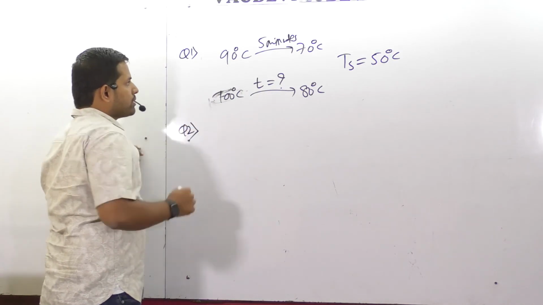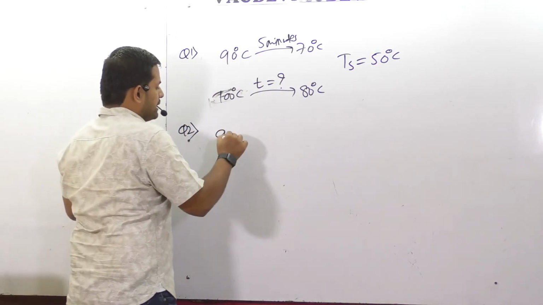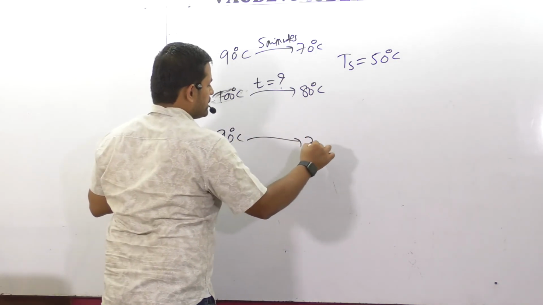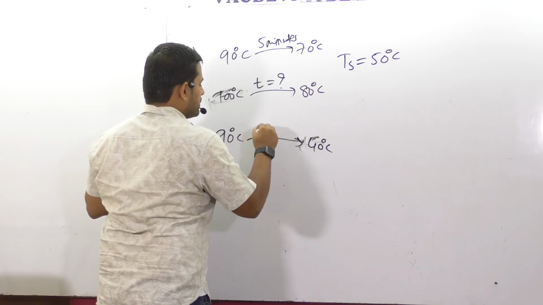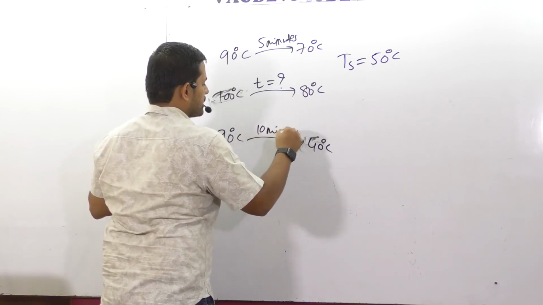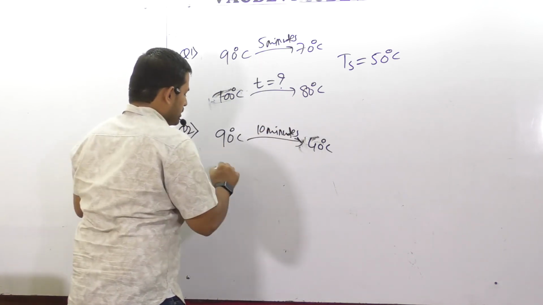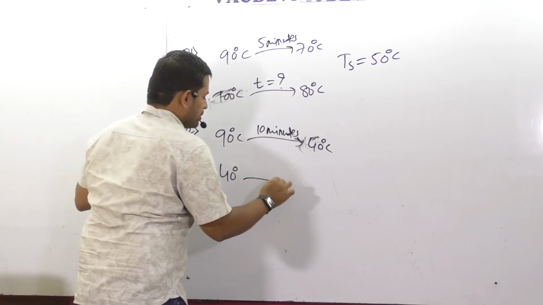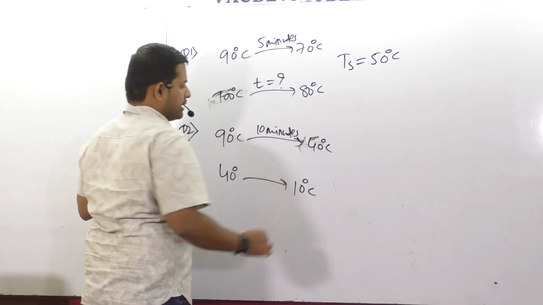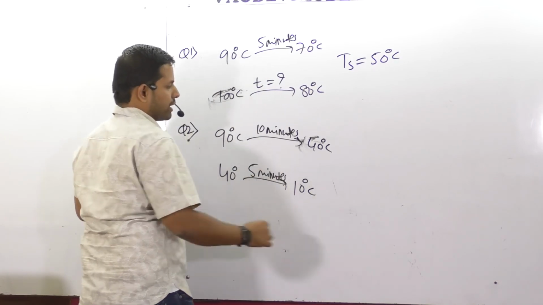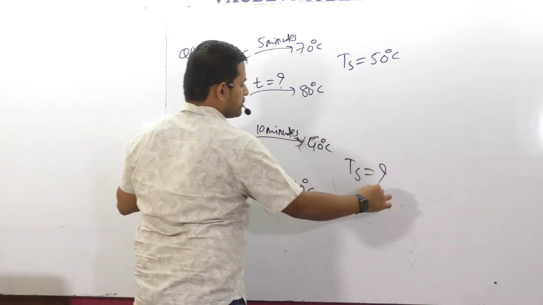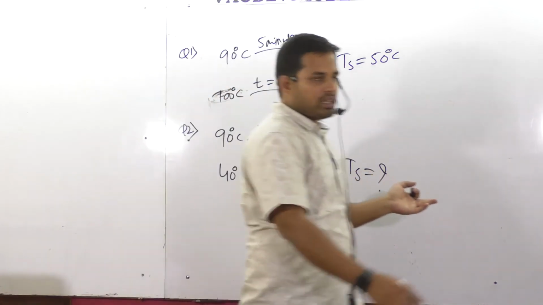Let me give you another question. What is that? 90 degrees Celsius to 40 degrees Celsius in 10 minutes. Then 40 degrees Celsius to 10 degrees Celsius takes 5 minutes, just randomly given. Now they are asking you the temperature of the surrounding. They are asking for the temperature of the surrounding.